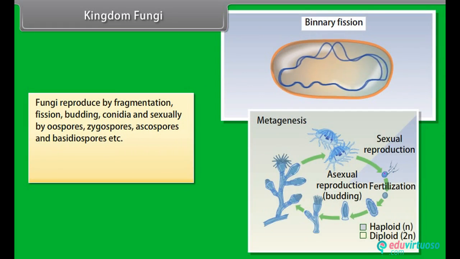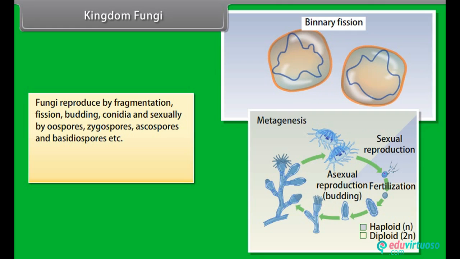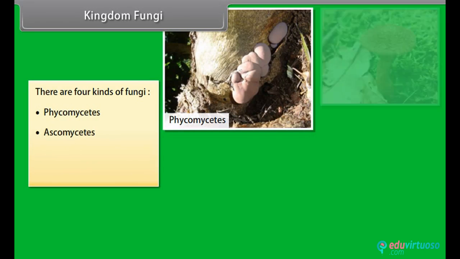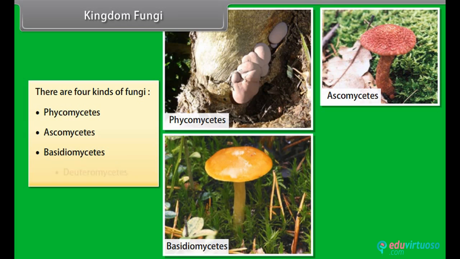Fungi reproduce by fragmentation, fission, budding, conidia, and sexually by oospores, zygospores, ascospores, and basidiospores, etc. Spore-producing bodies are known as the fruiting bodies. There are 4 kinds of fungi: Phycomycetes, Ascomycetes, Basidiomycetes, Deuteromycetes.